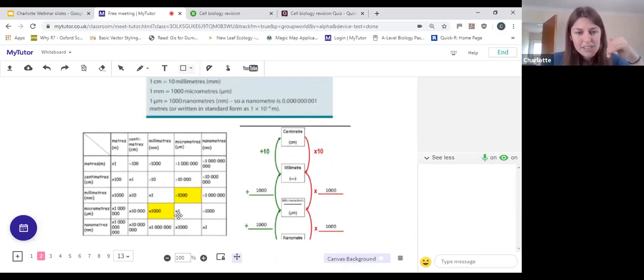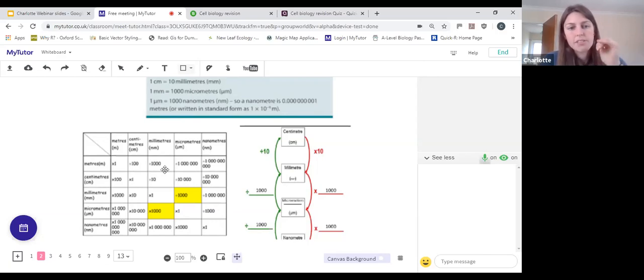I quite like this table because it makes it quite easy. So if you go along the top, if you want to go from meters to meters, you times by 1. If you want to go from centimeters to meters, you divide by 100. Millimeters to meters, you divide by 1,000. Micrometers to meters is 1 million. Nanometers to meters is 1,000 million.